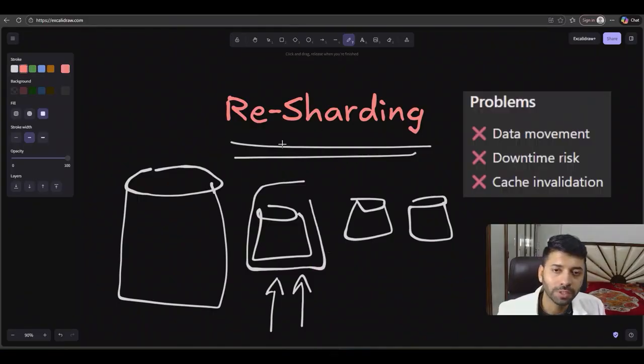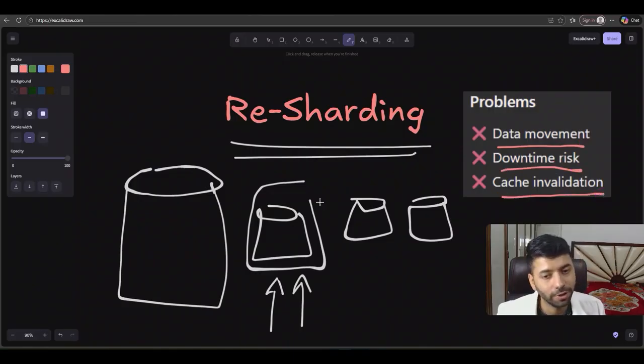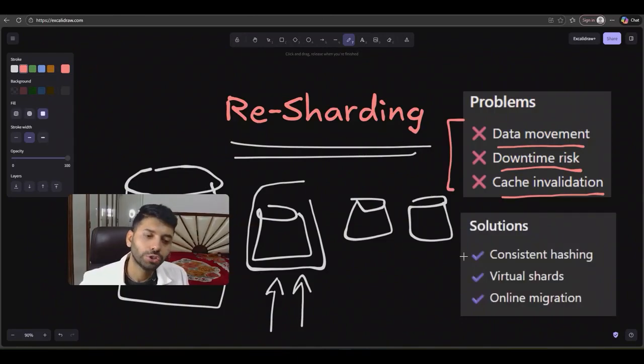So what will be the problems in re-sharding? There will be data movement, there will be the risk of downtime, and there will be cache invalidation, because you are re-sharding it. So basically you are splitting it further into small shards, so you will have to face all these problems. Now what are the solutions?